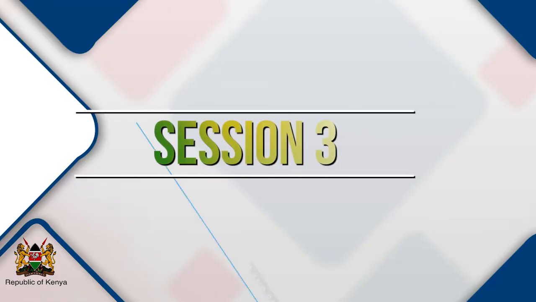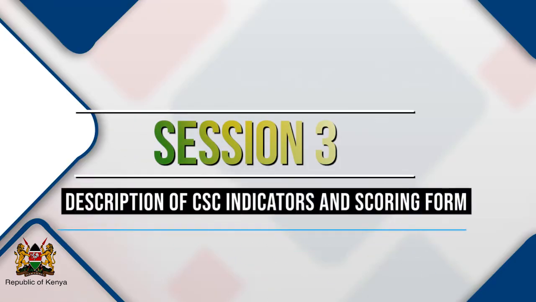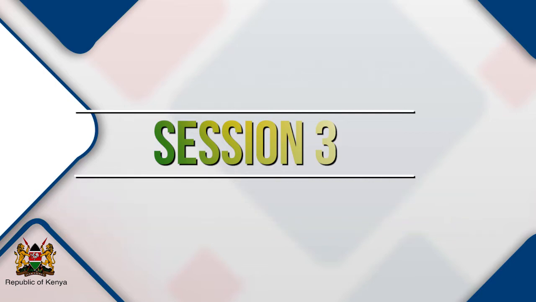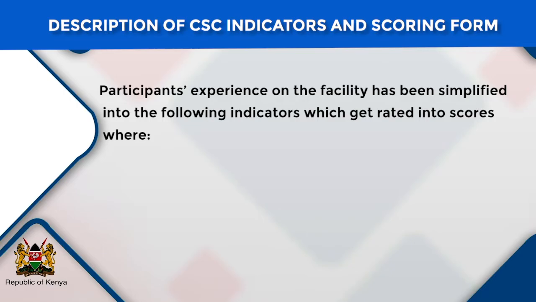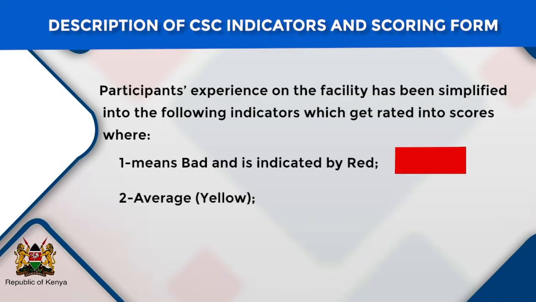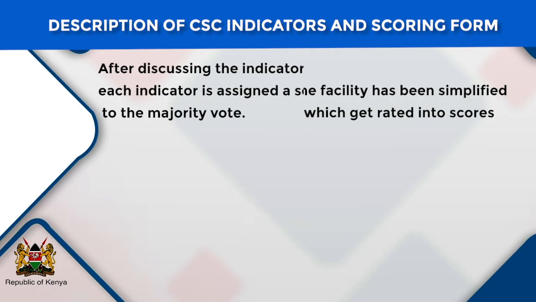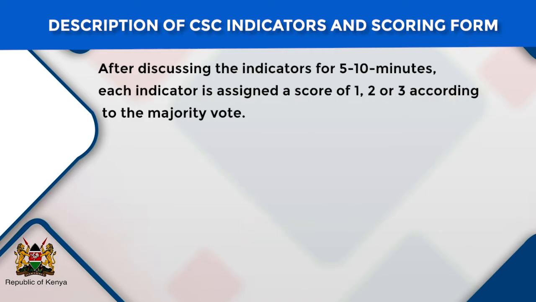Session 3. Description of the community scorecard indicators and scoring form. Participants' experience of the facilities has been simplified into the following indicators, which get rated into scores where 1 means bad and is indicated by red, 2 means average and is indicated by yellow, and 3 means good, which is indicated by green. After discussing the indicators for 5 to 10 minutes, each indicator is assigned a score of 1, 2 or 3 according to the majority vote.